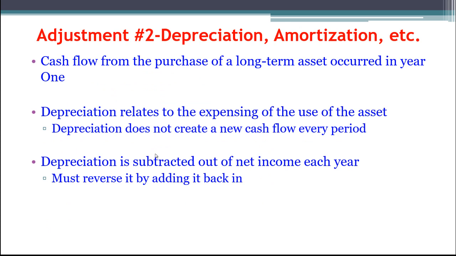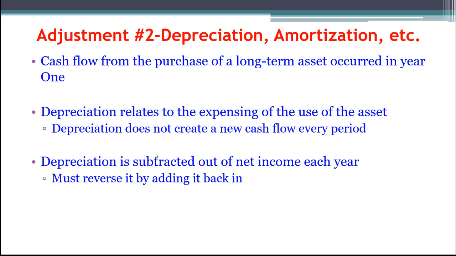Adjustment number 2 is perhaps even a little bit easier. Depreciation, amortization, depletion, those are all non-cash expenses, non-cash in that period. The reason is that, let's take depreciation. We purchased a long-term asset in year 1, and maybe this asset is lasting 20 years. We didn't count the full cash flow in year 1 as an expense. Instead, we depreciated over time, over the life of the asset, and the expense gets spread out on the income statement.